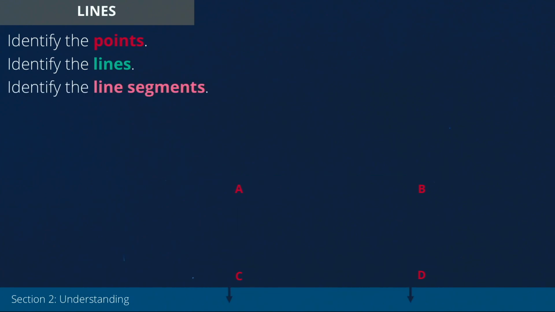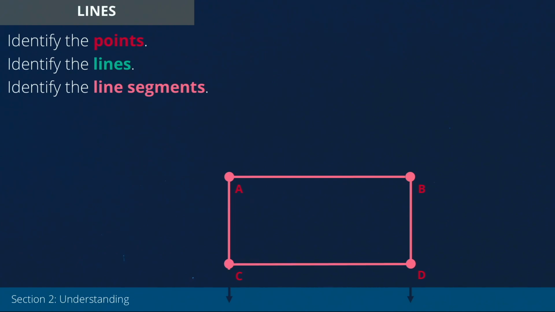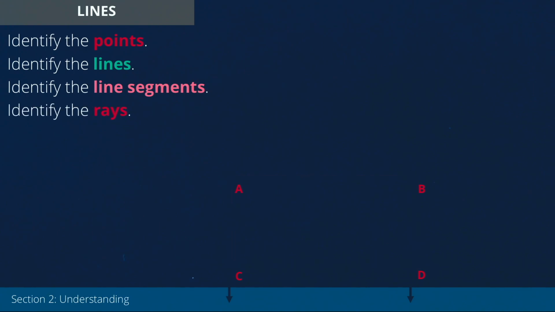Another thing that students should learn about are line segments. Here I have a line segment between A and C, B and D, A and B, and C and D. And what did we just create there when we joined those line segments? We created a rectangle.